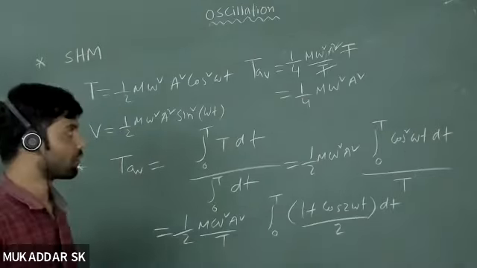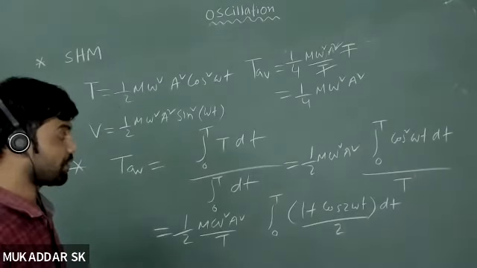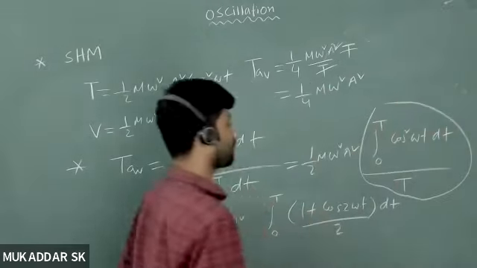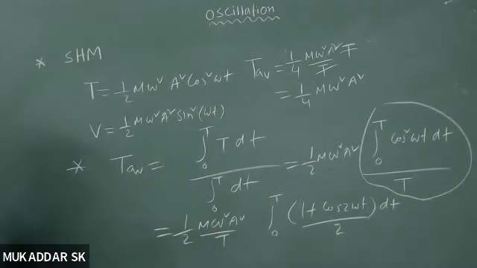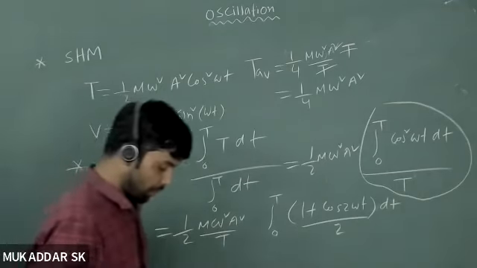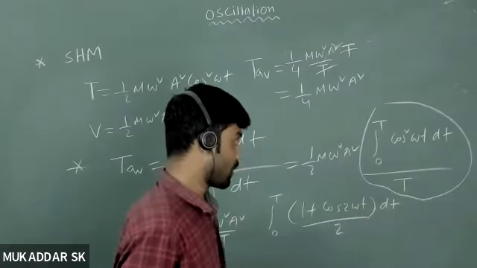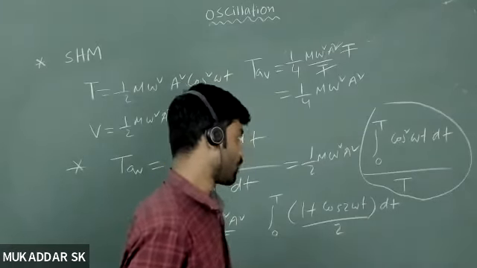Anyone? No. For one complete cycle, the average value of cos square theta and sin square theta is what I am trying to say. So this is the average value of cos square theta for one complete cycle. Please remember this, it will be helpful for any competitive exam. The average value of cos square theta or sin square theta for one complete cycle will always be half. You can note it down.